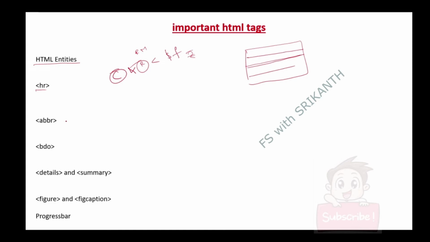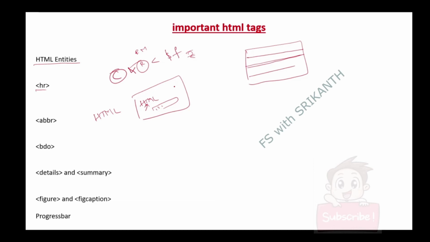And ABBR, abbreviation. So what is meant by abbreviation? Suppose you are having one word, HTML, in a web page. When your cursor stops on this particular text, it will show some title, hypertext markup language. What you want to describe about that particular word is possible with the help of the ABBR, abbreviation tag.